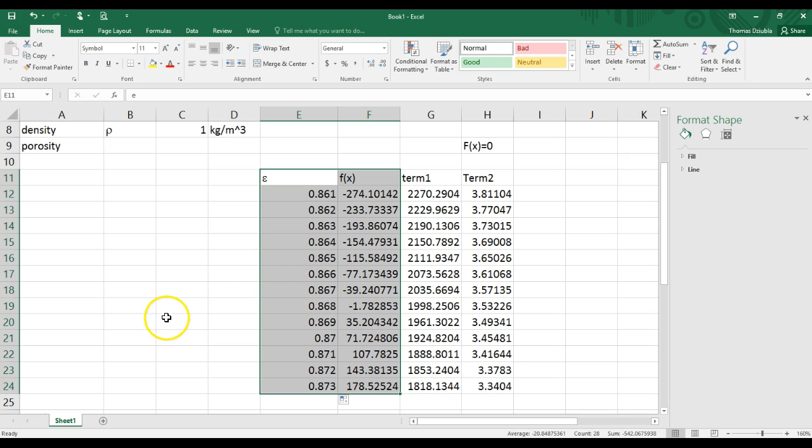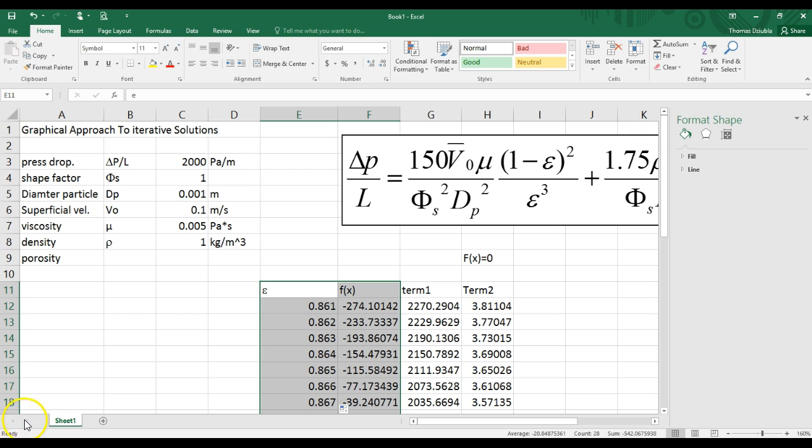And you'll notice this is exactly what you have to do for your homework. So I encourage you to think about this and see if this makes sense. And so we'll go to the next video for another approach to iterative solutions.